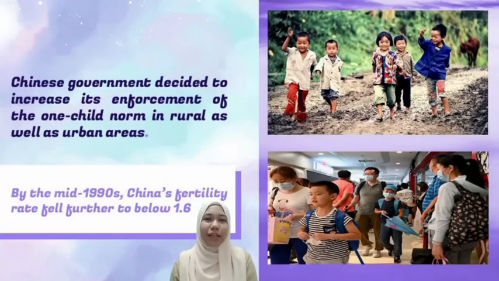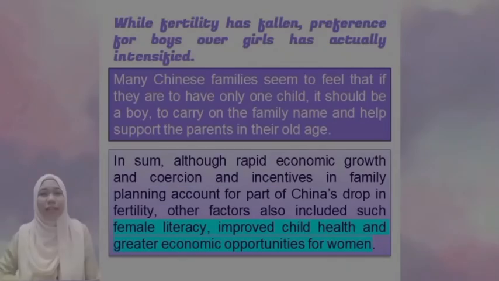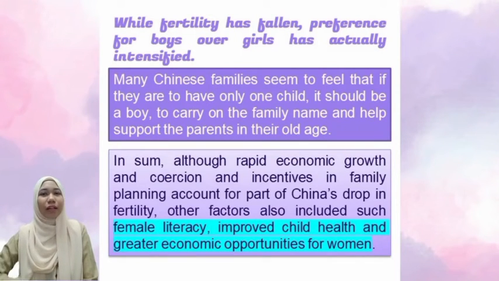In August 1988, the Chinese government decided to increase its enforcement of the one-child norm in rural areas as well as urban areas. By the mid-1990s, China's fertility rate fell further from 1.9 births per woman to 1.6. This rate is below replacement level and it is consistent with a slow long-term decline in population growth. Successful population control in China comes with its own risks and unintended consequences as well as substantial reward.